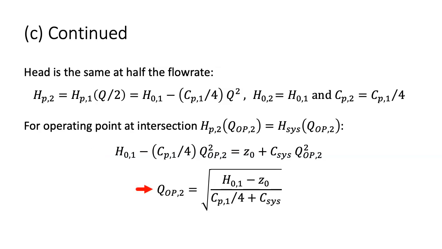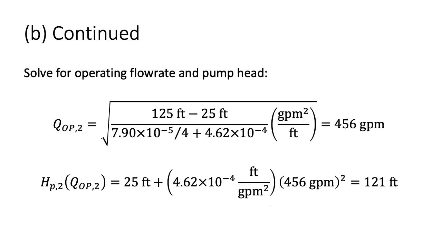We then solve for an equation to solve for the new operating flow rate. Next, we substitute in values from our single pump curve and from our system curve from example 19. For the operating flow rate, we get 456 gallons per minute. For the operating head, we can use either our pump curve or our system curve to get the same result. Here we have used the system curve to get an operating head of 121 feet.